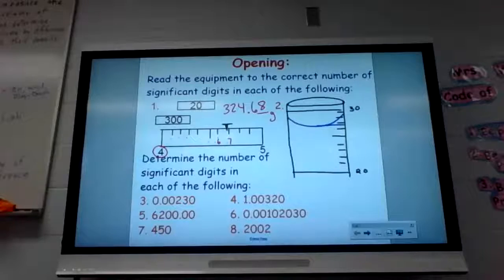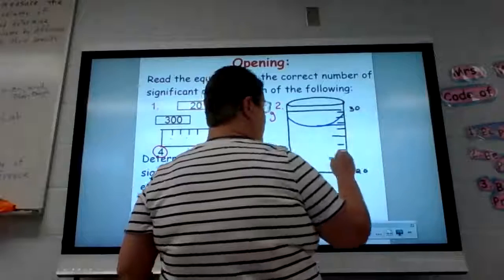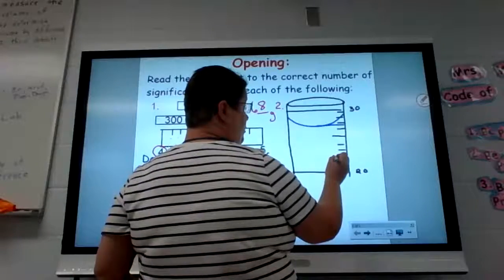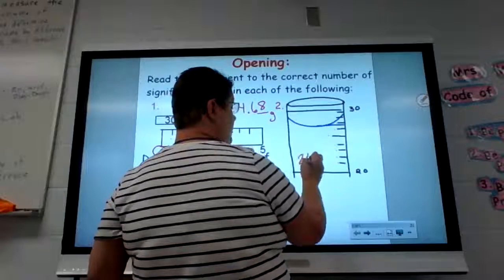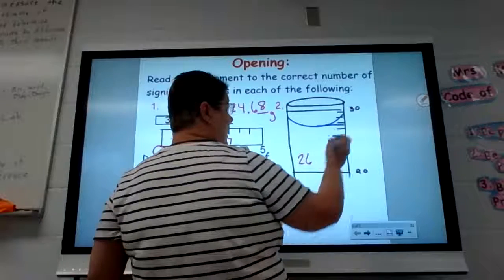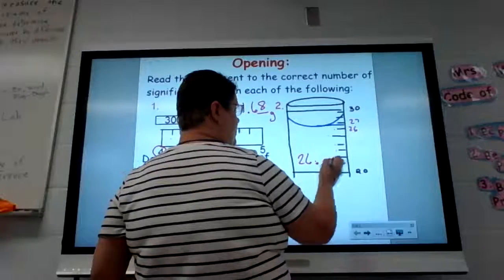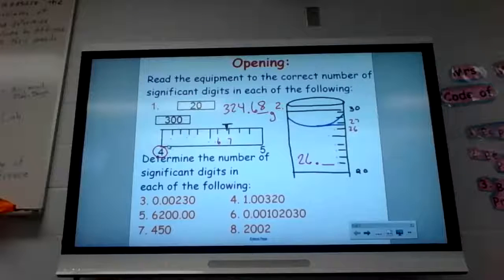All right? So in number 2, this reads the tens place. So that means these are the what? Okay, so this would be 20, 22, 23, 24, 25, 26. So we know 26. That means our guess has to be between 26 and 27. So we're reading the tens place on this one. So again, you're doing the same thing. Is it closer to 26 or 27? 27.